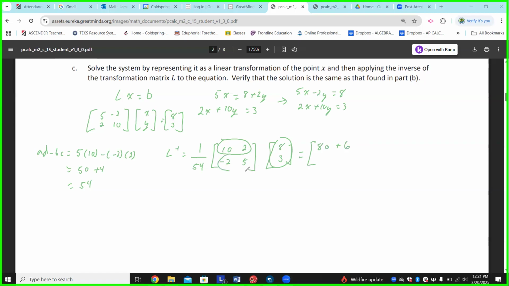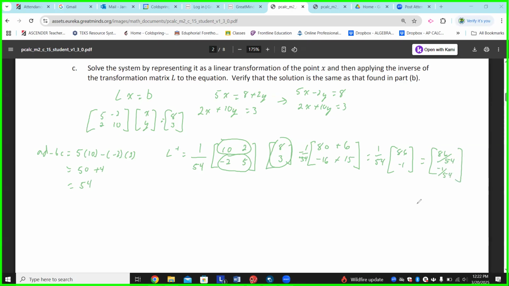And then row, column. So negative 2 times 8 plus 5 times 3. Oh, I forgot to carry over my 1 over 54 here. 80 plus 6. Negative 16 plus 15. 86 divided by 54. Good. And then negative 1 over 54.